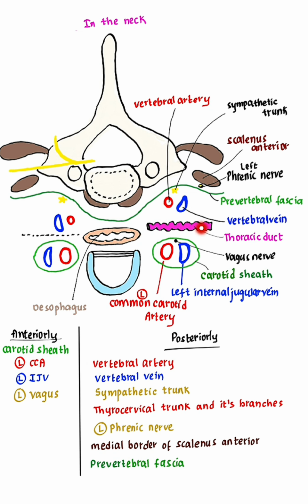Posteriorly, posterior to the thoracic duct: vertebral artery, vertebral vein, sympathetic chain, prevertebral fascia, left phrenic nerve, medial border of scalenus anterior muscle, and thyrocervical trunk and its branches.